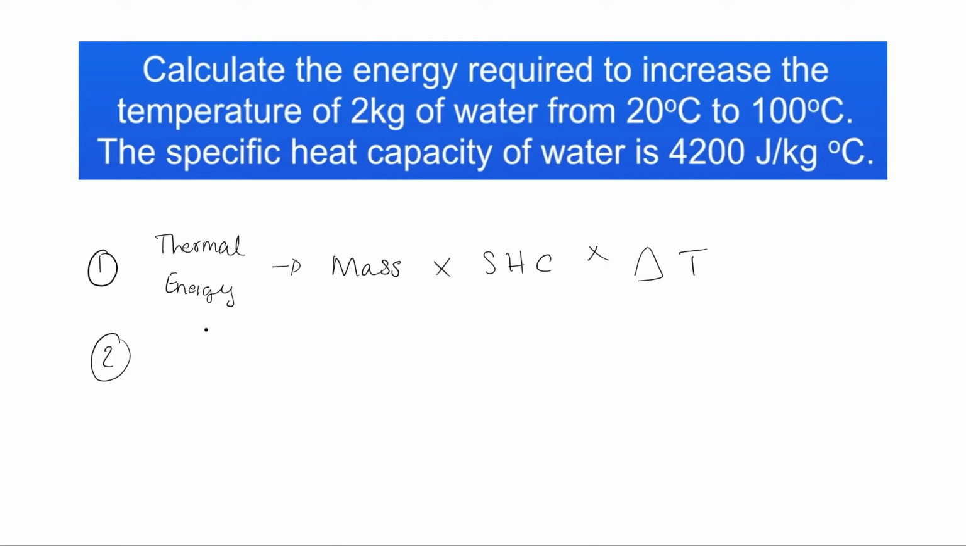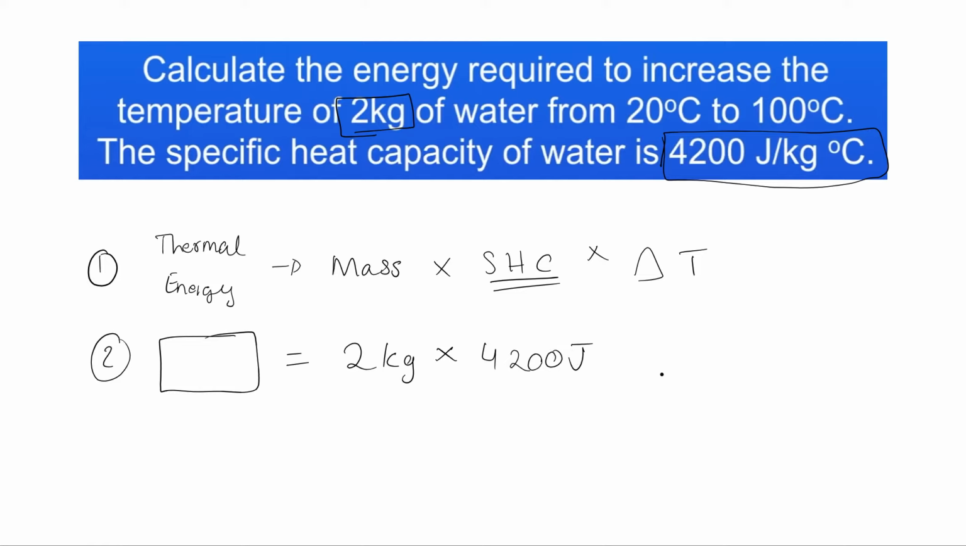So we need to find out the thermal energy. This equals the mass. We're given the mass over here, which is 2 kilograms, multiplied by the specific heat capacity over here. Normally the specific heat capacity of water is 4,200 joules, but you will be told this in an exam. So we have 4,200 joules multiplied by the change in temperature. So we know that it goes from 20 degrees Celsius to 100 degrees Celsius.